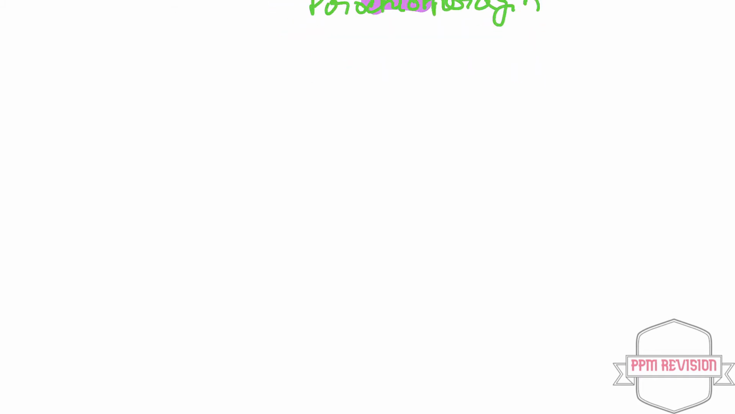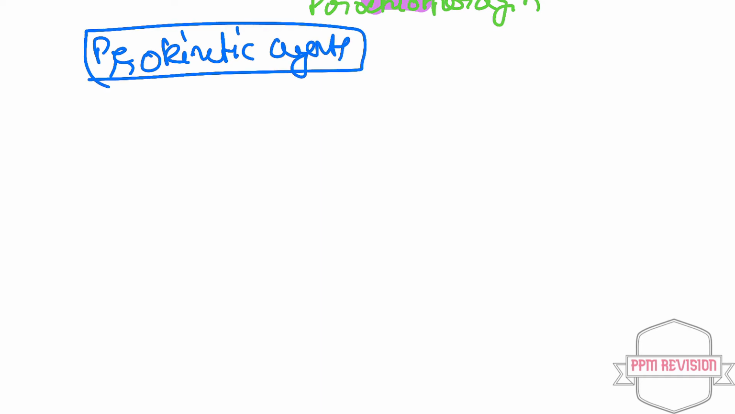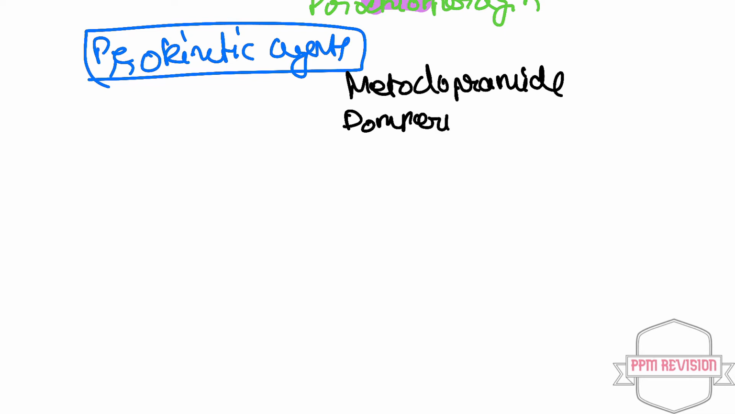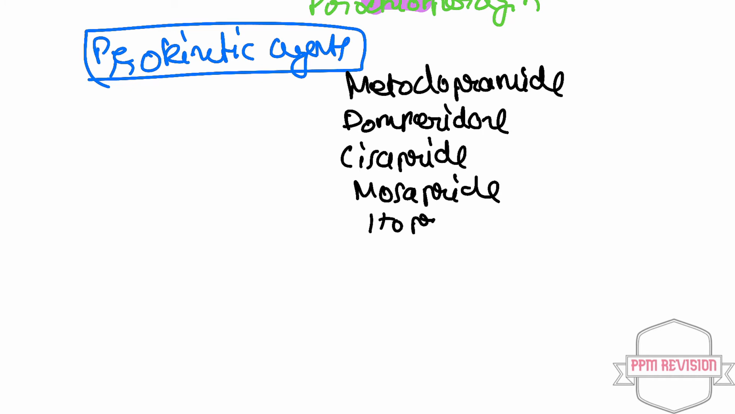Now moving ahead, we'll be looking at the next category, that is the prokinetic agents. Under prokinetic agents, it includes metoclopramide, as well as domperidone, then cisapride, mosapride, and then itopride. So these are the drugs.